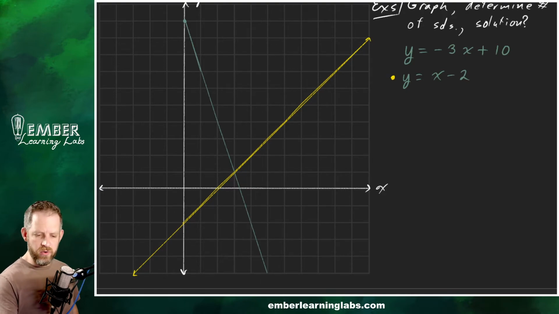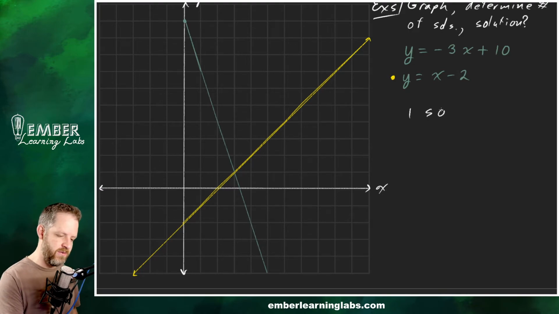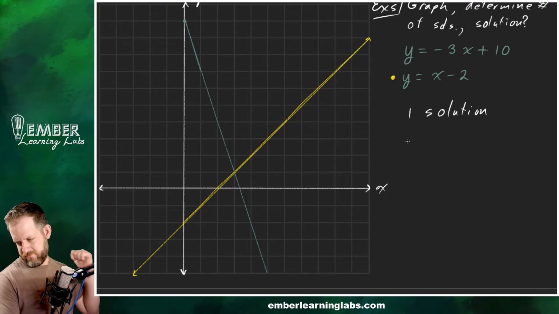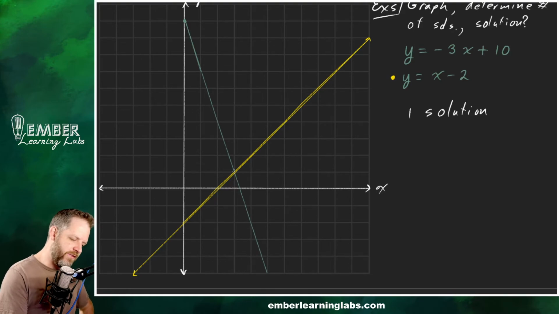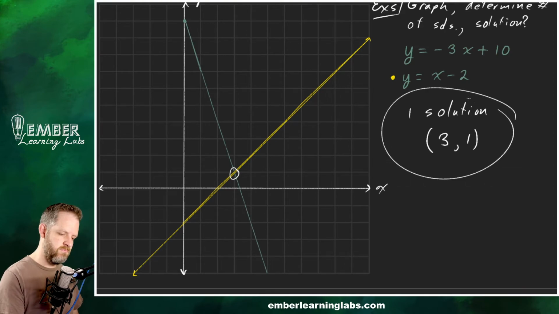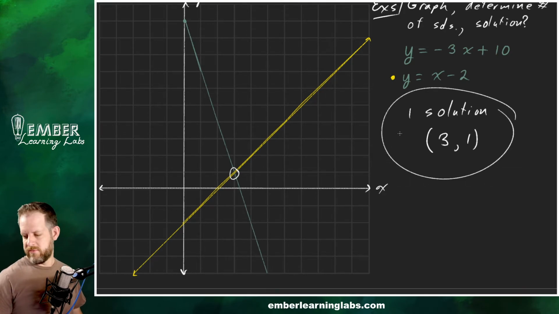Okay, so this system has one solution, right? Which means it's consistent and independent. And its solution is right here, which is the point (3, 1), right? There we go. There's that guy.